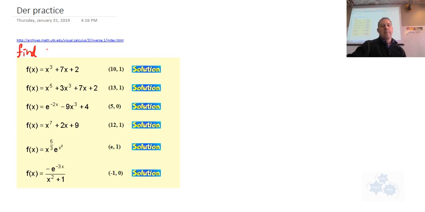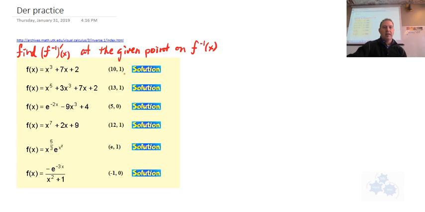So we're going to find the derivative, and there are different ways you could write that. This is one way. It looks a little strange, but it's the derivative of the inverse function at a given point on f to the negative 1 of x. Here would be the function f of x, and here would be the point. We're going to go through a few of these together.